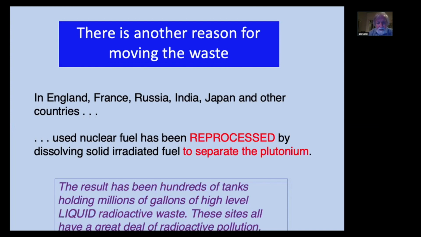Now, the result in these places where it has been carried out on a large scale has been hundreds of tanks holding millions of gallons of high-level liquid radioactive waste. That radioactive waste is basically the same stuff that's in these used fuel bundles, but now it's in a liquid form. And these sites all have a great deal of radioactive pollution, which is quite permanent.